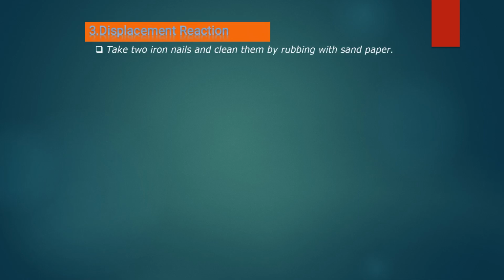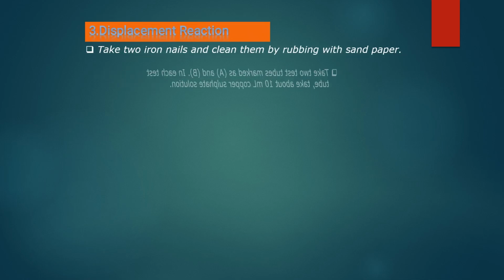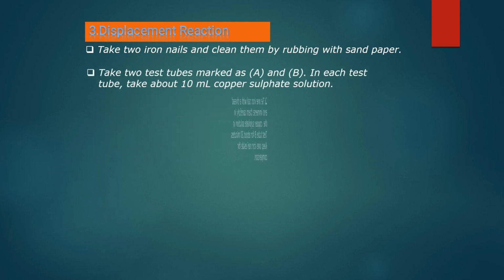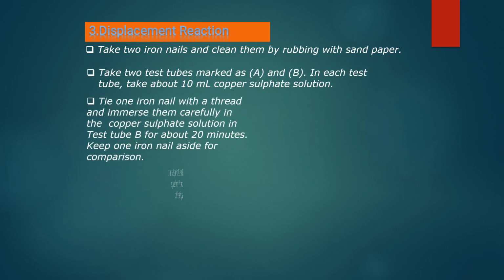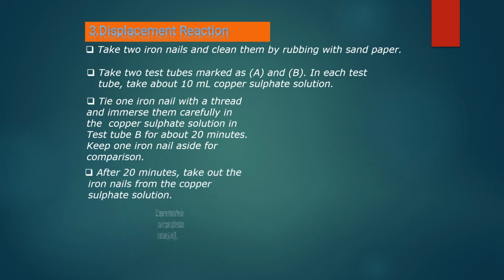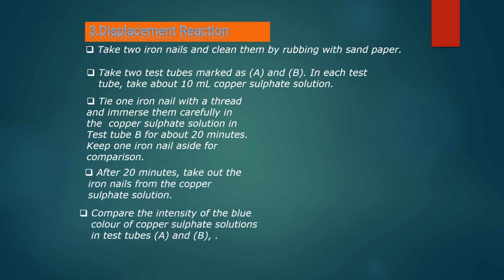Let us look into another reaction, which is displacement reaction. This also can be studied using an activity. We have to take two iron nails, clean them by rubbing with sandpaper. Take two test tubes marked A and B. In each test tube, take about 10 ml of copper sulfate solution. Tie one nail with a thread and immerse it carefully in the copper sulfate solution in test tube B for 20 minutes. Keep one iron nail aside for comparison.